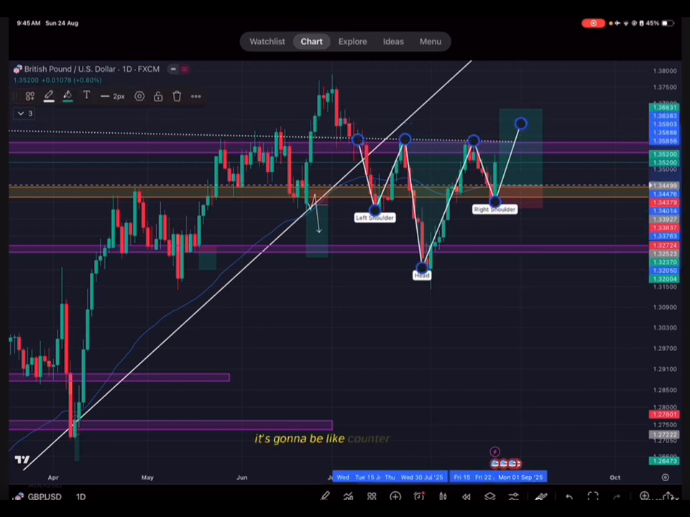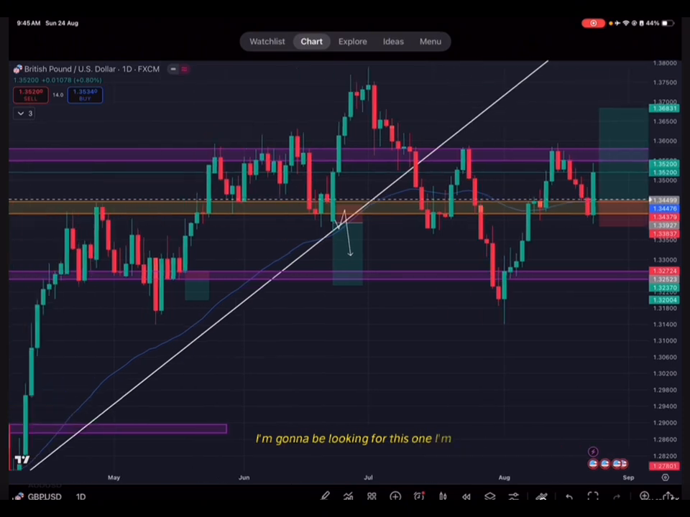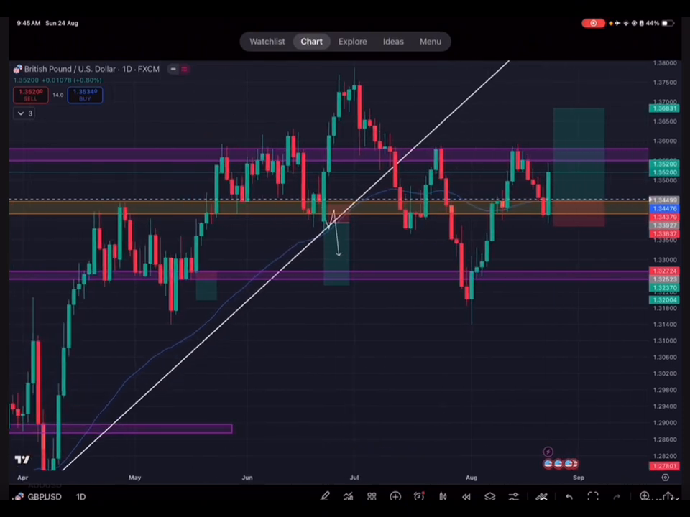It's going to be a counter trend trade. Counter trend means it's a high risk trade, you don't know where the market is going to head. I'm going to be looking for this one. I'm just not going to be looking for this one.